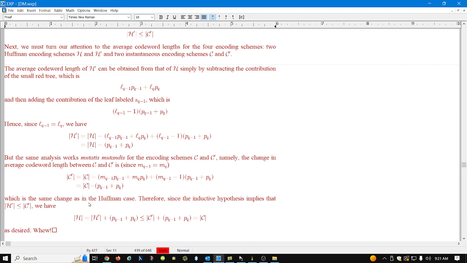Well, now, at long last, we are almost done, because of these two relationships, we get the average code word length of H is the average code word length of H prime plus this sum, because we've got to move it to the other side. And that's less than or equal to the average code word length of C prime plus that same probability. And that's equal to the average code word length of C. And we're done.